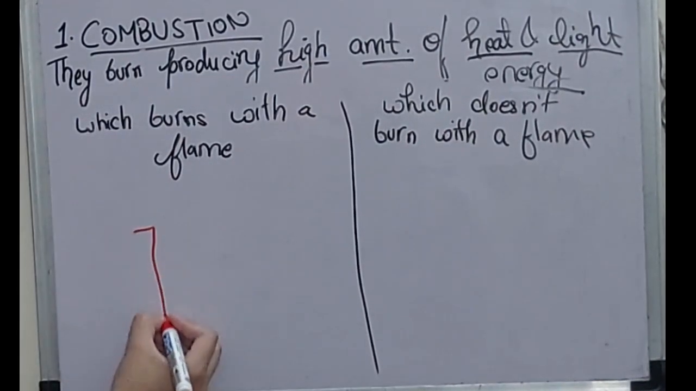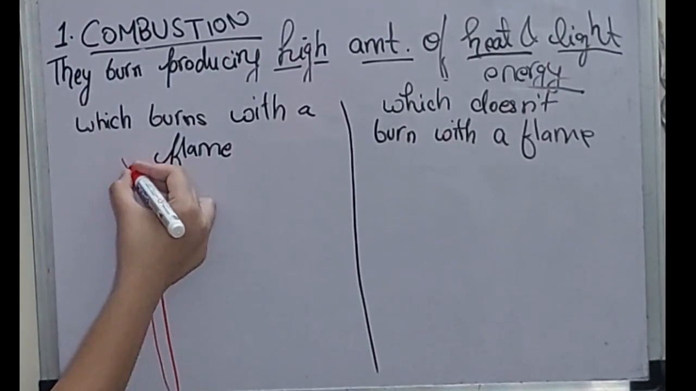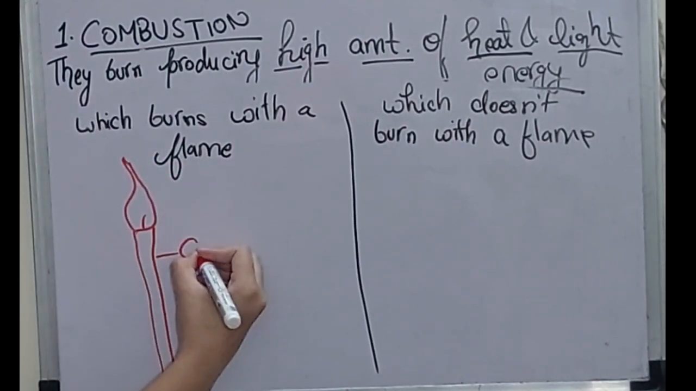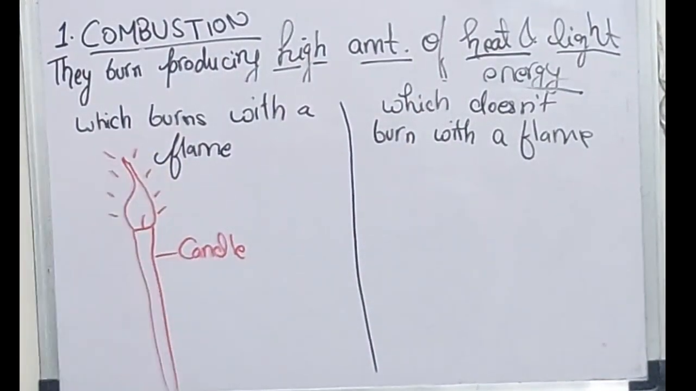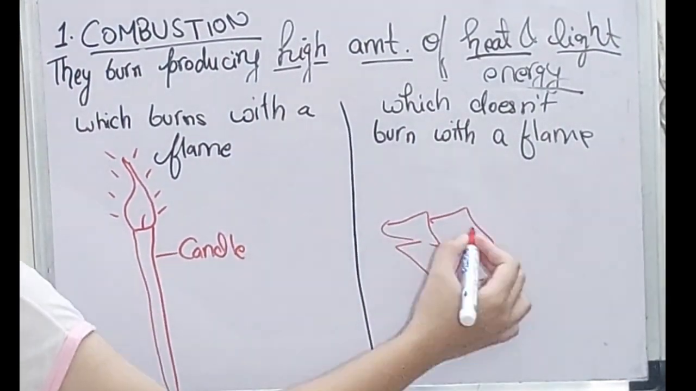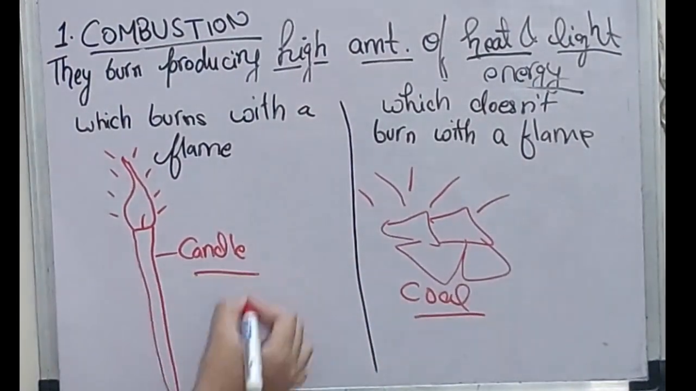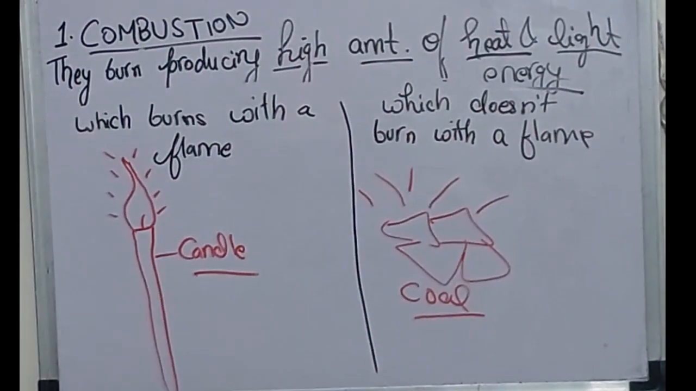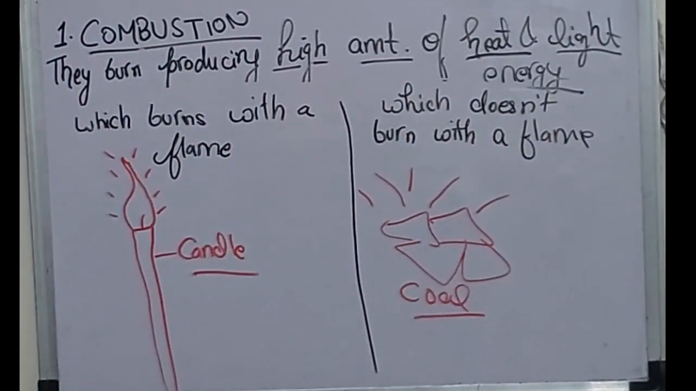Your candle, pardon my drawing, it burns with a flame. This is your candle, let's say. It burns with a flame. Whereas, let's say these are coal. These are also burning. Coal are also burning, but without flame. You can check for the pics online as well. तो ऐसा क्यों होता है? Why do some substances burn with a flame whereas some substances don't burn with a flame?